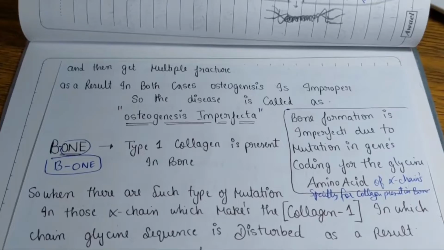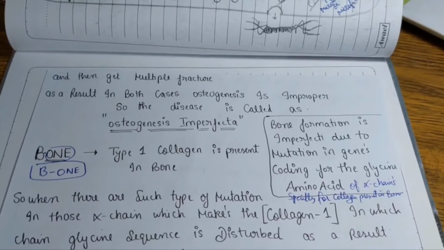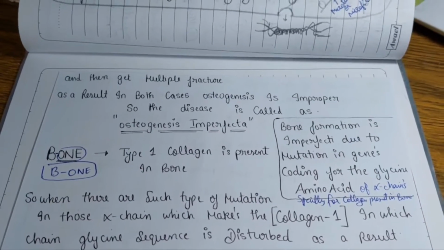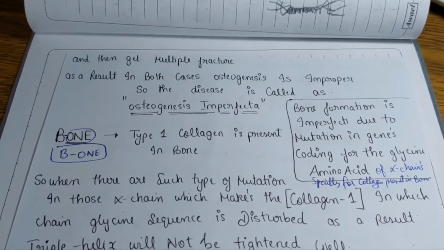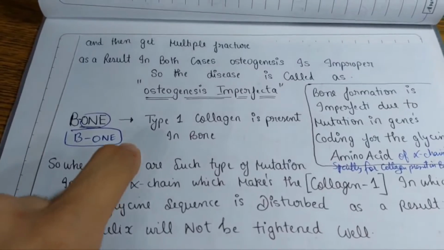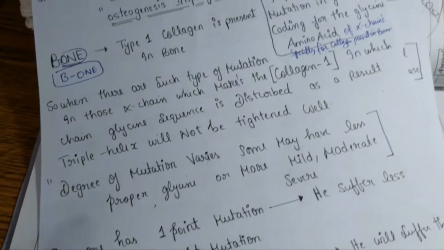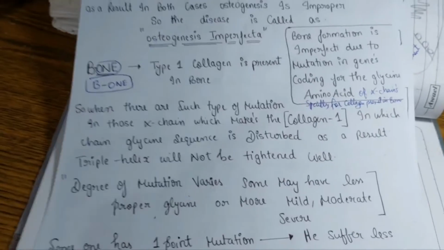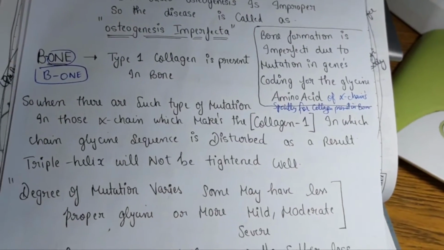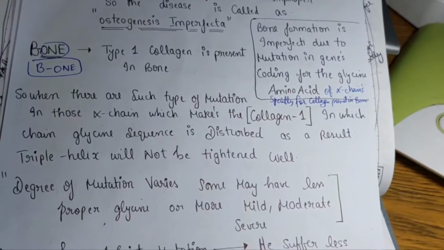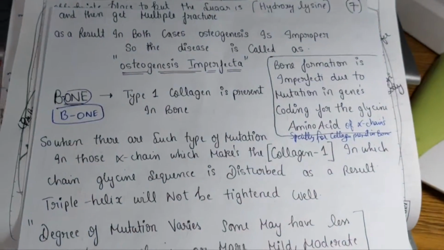So osteogenesis imperfecta is a bone formation disease in which bone formation is imperfect due to mutation in genes which code for the glycine amino acid of alpha chains, especially of the collagen which is present in bone. In bones, the collagen present is type 1 collagen, because bone itself, in the spelling you can see, has BONE. So common sense, that's a helpful point you can remember: type 1 collagen is present in bone. In people whose type 1 collagen in bones is mutated or has some problem, the triple helix will not be very tight and they will have osteogenesis imperfecta.